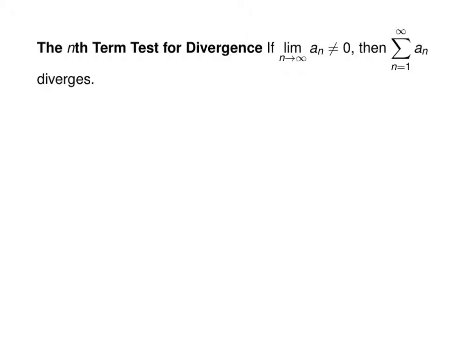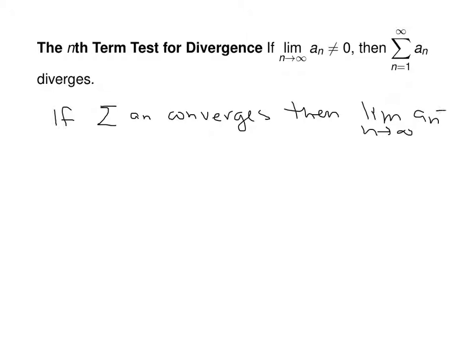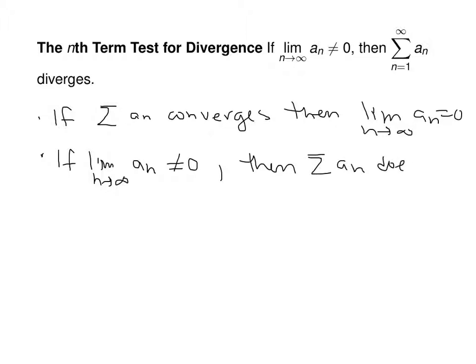So our theorem says that if the series of a sub n converges, then the limit of the terms is 0. And if this is true, then the contrapositive is true. And that is that if the limit as n goes to infinity of the a sub n terms is not 0, then your series of a sub n does not converge.